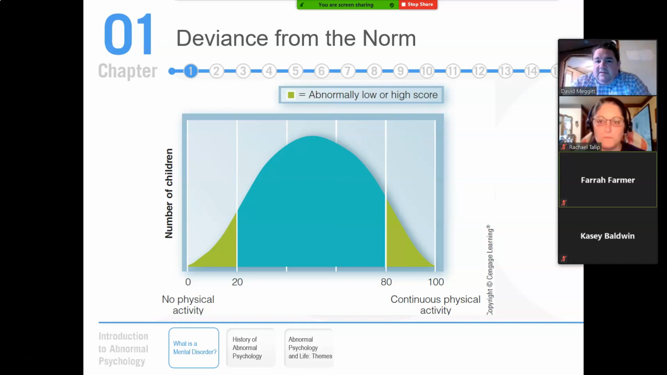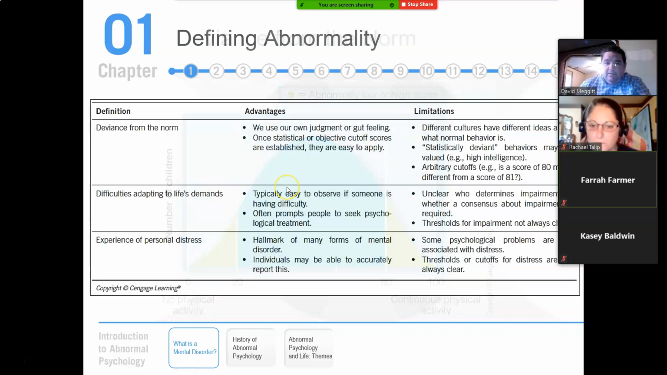So first thing is deviance from the norm. We've got this chart, and on the outskirts of it, which is basically 2 standard deviations from the norm, is what we have as far as abnormal. And so either too high or too low. And most of us live in this area. That would be the deviance from the norm.